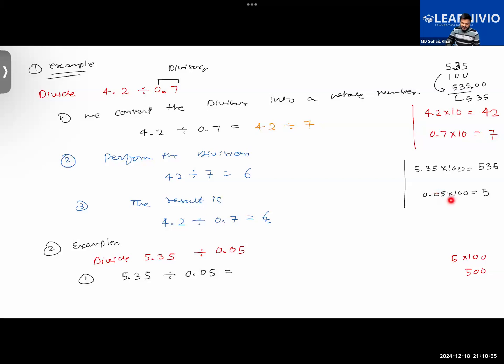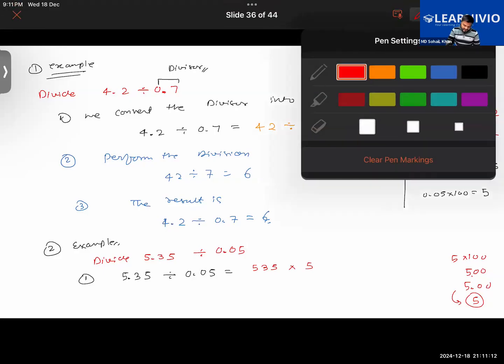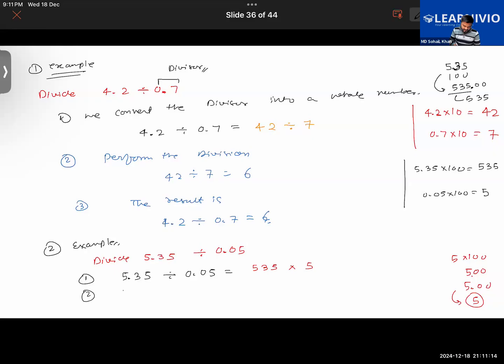Now there are 2 decimal places here, so we are going to put 100 over here. So this is 5.00, but we can simply write this as 5. So that is 535 divided by 5, and that will give you how much? In the second step, you have to perform the division. So 535 divided by 5 should be giving you 107, and hence our result is as follows. 5.35 divided by 0.05 is equal to the answer which you have got here.